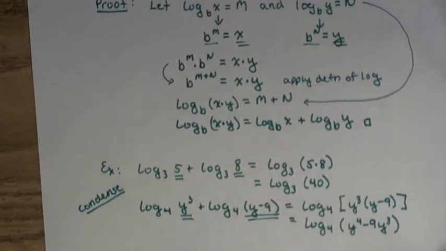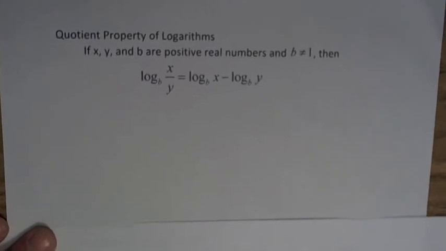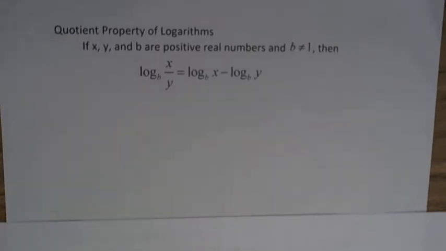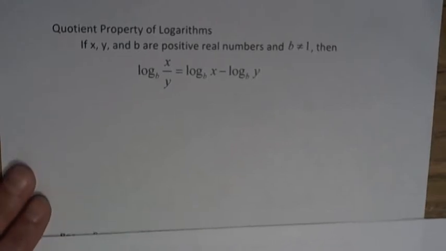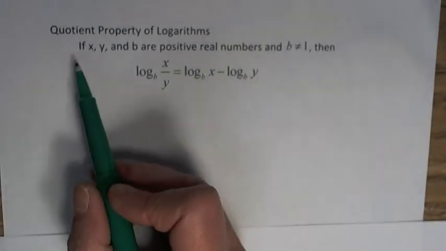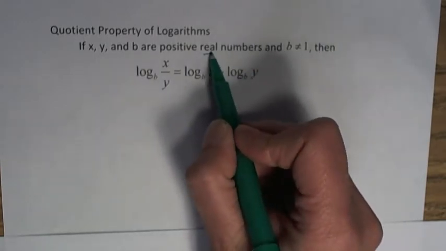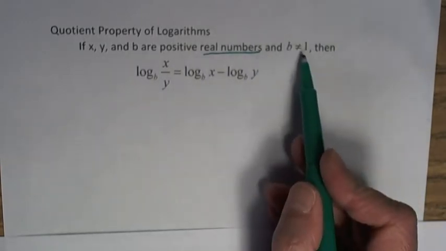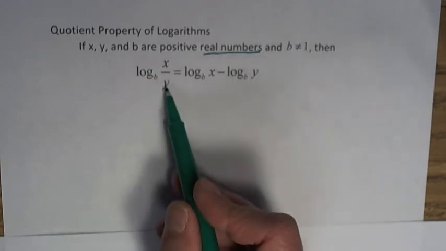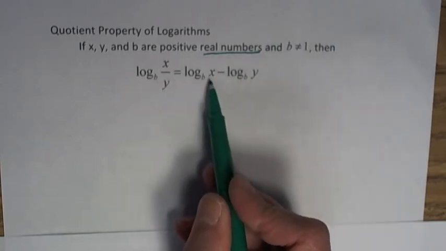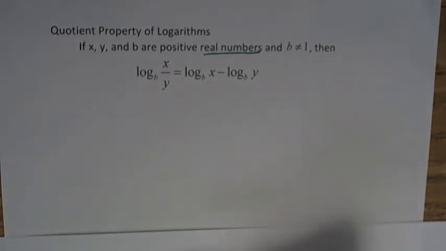All right, let's take a look at our second property. And for that one, it's going to look a little bit similar to the one we just did, but it has a slightly different operation in it. So for this one, we have the quotient property of logarithms. And so notice the definition looks very similar to what we just had. If x, y, and b are positive real numbers again, and b doesn't equal 1, then log base b of x divided by y is equal to log base b of x minus log base b of y.